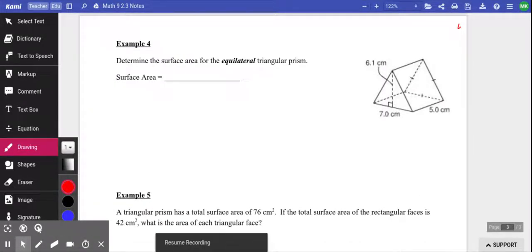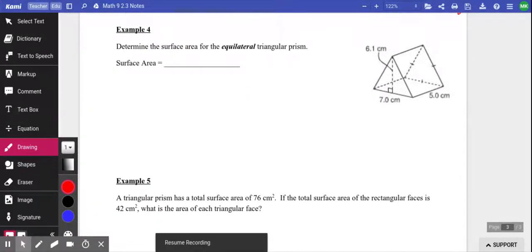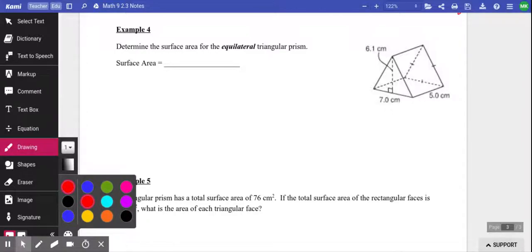102. Okay, we're going to do example 4 together. It says it's an equilateral triangular prism. Equilateral means that all the sides are the same. If you look, they've done that for you. They've shown you with the 3 lines. They're saying the triangle sides are all the same. They're all going to be 7 because that's one triangle each. They're all the same.